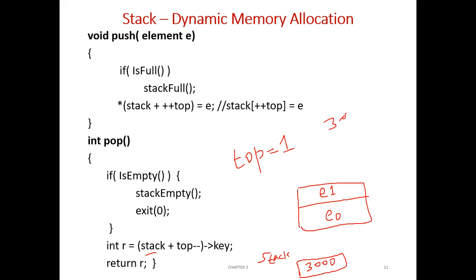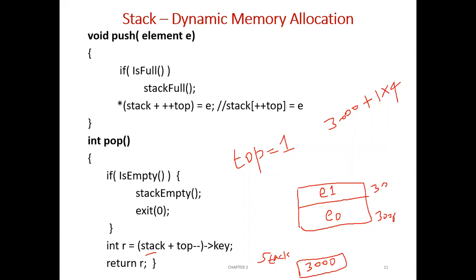3000 plus 1, that is nothing. 1 scale factor is 4. So it is 3004. Okay, so the starting address is 3000. Starting address of the first element is 3000. Starting address of the next element is 3004.